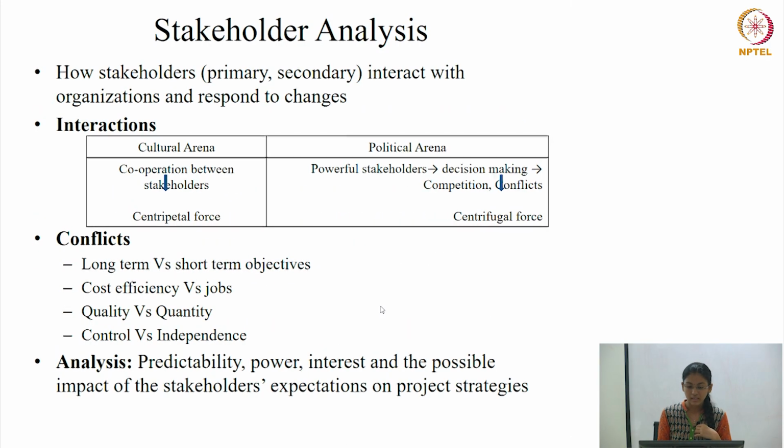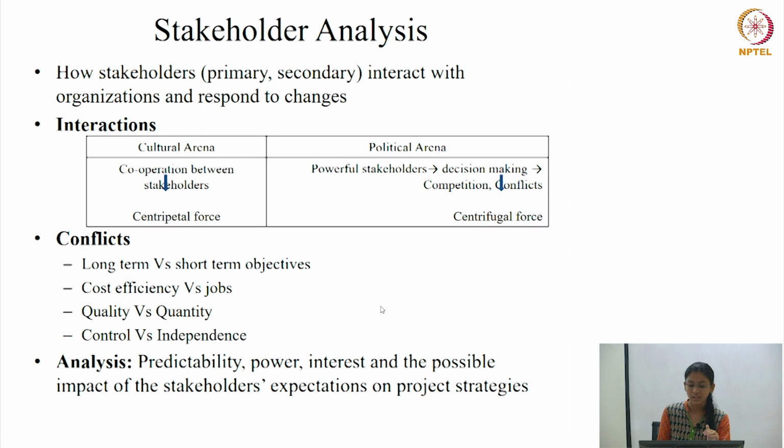Coming to the stakeholder analysis, it is nothing but the interactions between the primary stakeholders and the secondary stakeholders. Primary stakeholders are those who are directly involved in the project: the contractor, the developer, the designers and all. Secondary stakeholders are not directly involved in the project; they are the bystanders. Stakeholder analysis looks at how they interact with each other, how they interact with other organizations, and how they respond to changes. The first part of stakeholder analysis is the interactions. There are 2 types of interactions in stakeholder interactions.